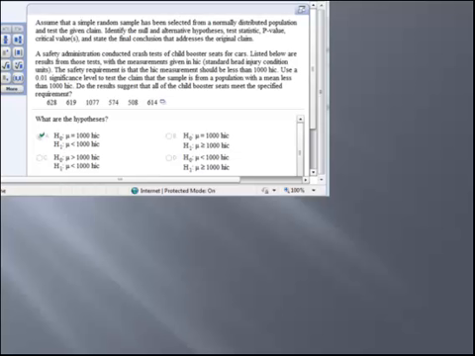Assume that a simple random sample has been selected from a normally distributed population and test the given claim. Identify the null and alternative hypotheses, test statistic, p-value, critical values, and state the final conclusion that addresses the original claim.